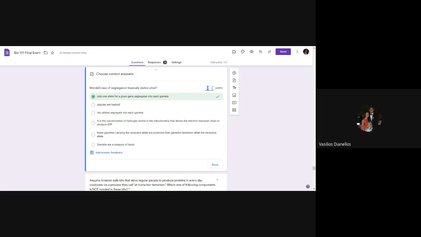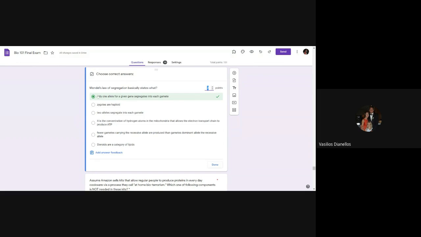Let's talk about the other partial credit. Zygotes are haploid. That is an incorrect statement. That would get you zero credit. Two alleles segregate into each gamete. That is an incorrect statement too. Matter of fact, the opposite is true. That's the opposite of the correct answer.